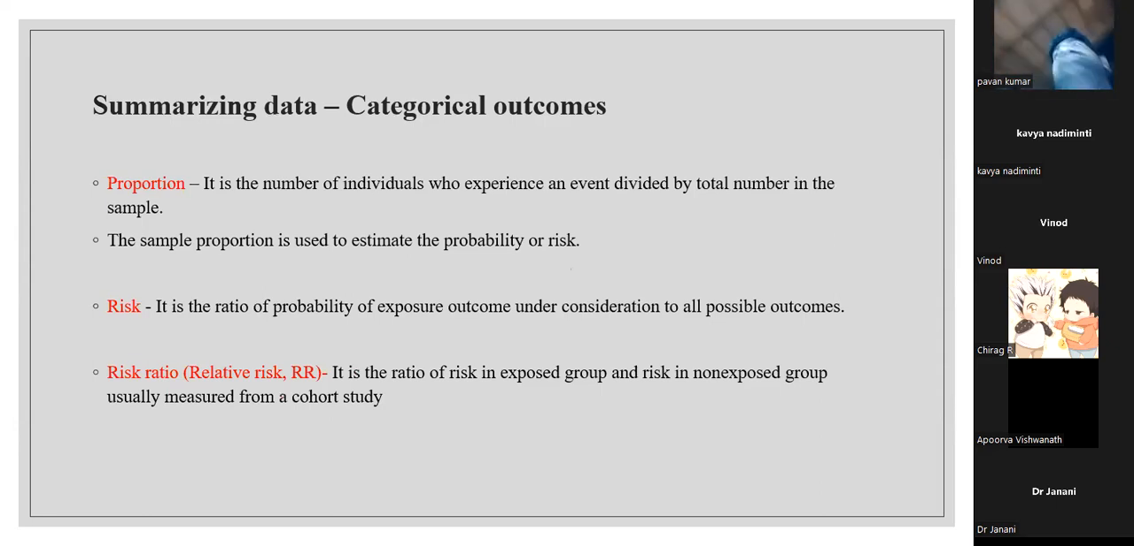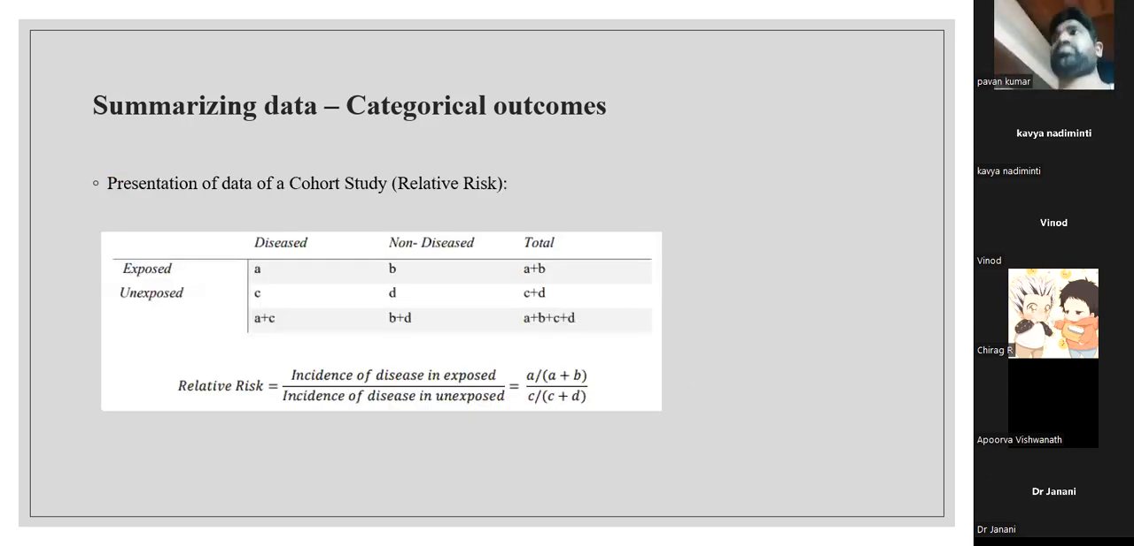And for categorical outcomes, the proportion is the number of individuals who experience an event divided by the total number in the sample. Proportion is used to estimate the probability or risk. Risk is a ratio of the probability of the exposure outcome under consideration to all possible outcomes. And the relative risk ratio is defined as the ratio of risk in the exposed group by the risk in the non-exposed group. It is calculated as incidence of disease in exposed by incidence of disease in unexposed.